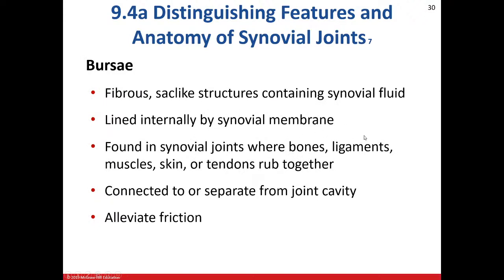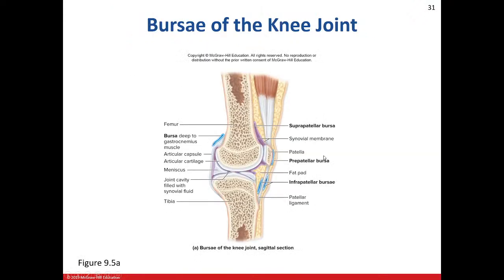Then, I think this is the last structure. We have the bursae. These are fibrous sac-like structures that contain synovial fluid. They're lined internally by a synovial membrane, and they're found in a lot of synovial joints where bones, ligaments, muscles, skin, or tendons may rub together. They are basically a fibrous sac filled with synovial fluid that serves as a cushion, and it also holds tendons and ligaments away from the bone outside of the capsule to protect them. They alleviate friction.